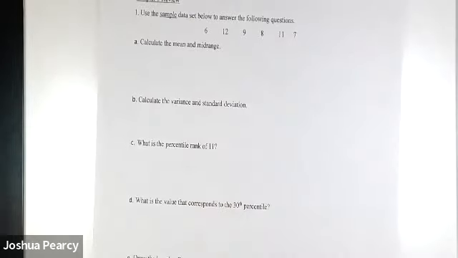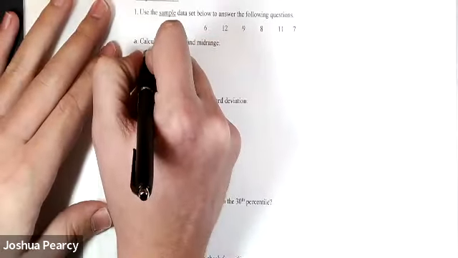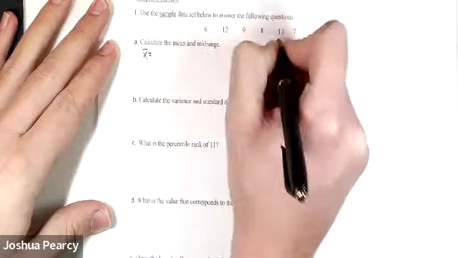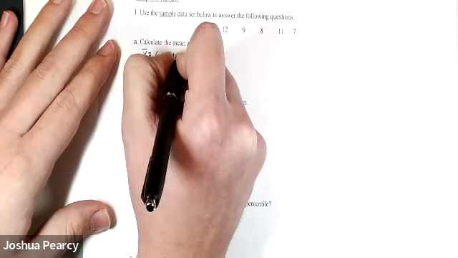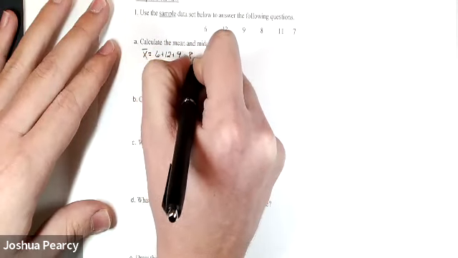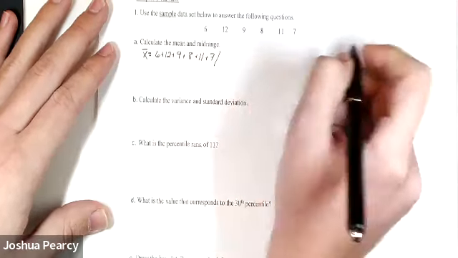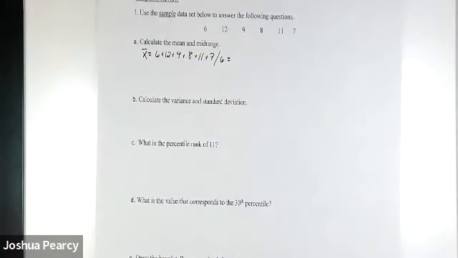So this was your little bonus opportunity, the review. Using the sample data below, answer the following questions. First, calculate the mean and the mid-range. Since we have a sample, the mean is X bar. You find it by adding all the data values and dividing by the total number. So it's 6 plus 12 plus 9 plus 8 plus 11 plus 7, divided by 6. What did y'all get? Yeah, 8.83 to 2 decimal places.